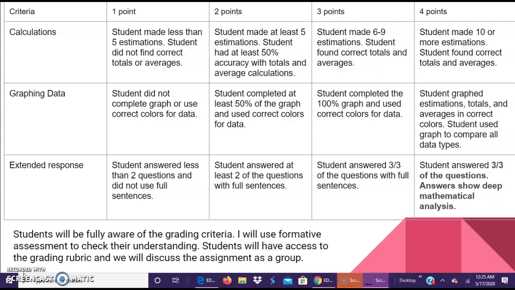And I think the most important thing is having clear grading expectations and making sure your students are aware of exactly how they will be graded.